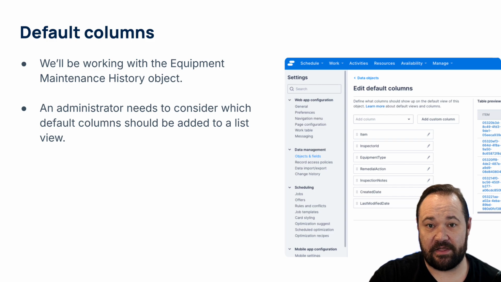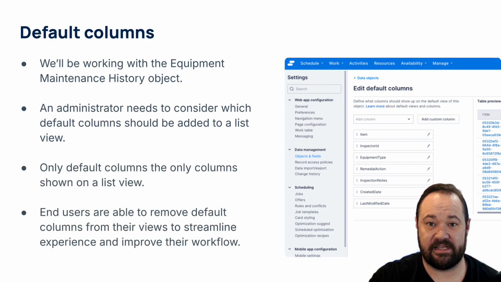Users can still modify their own views later, but it's important to note that default columns are the only fields that can be viewed in the list view. That means if a field isn't added to the default set, users won't be able to display it, even if they have permission to view it elsewhere. So it's important to consider what fields to include up front.